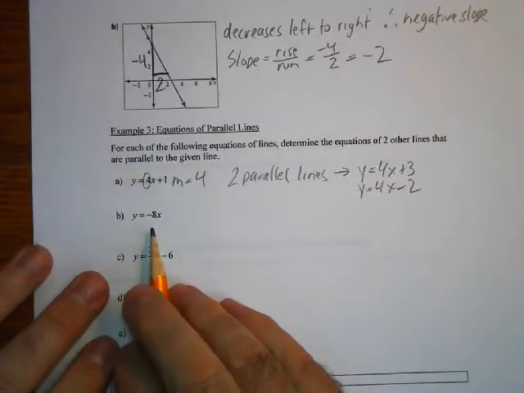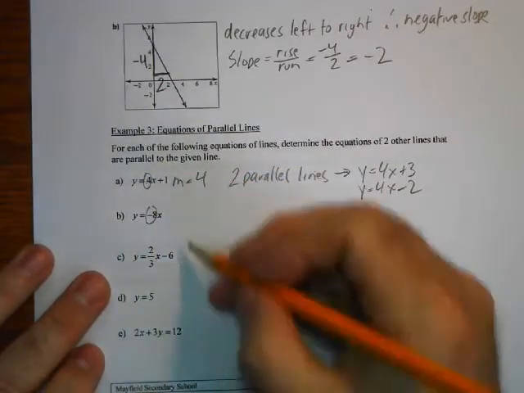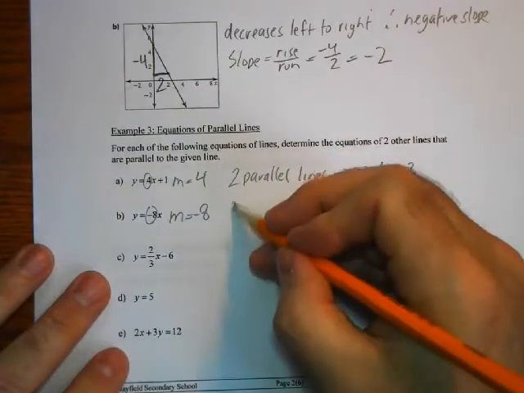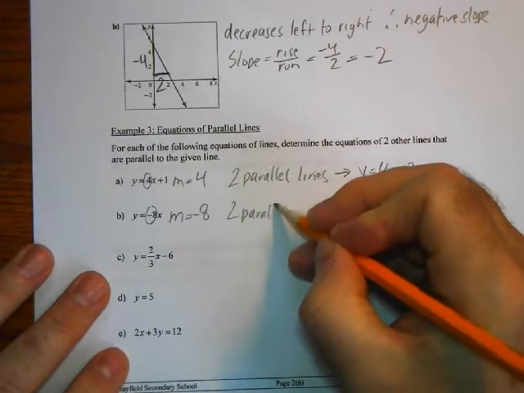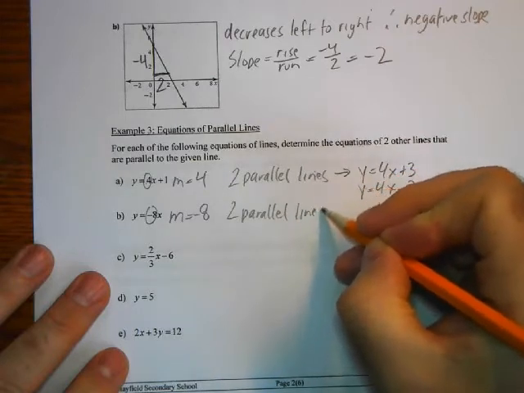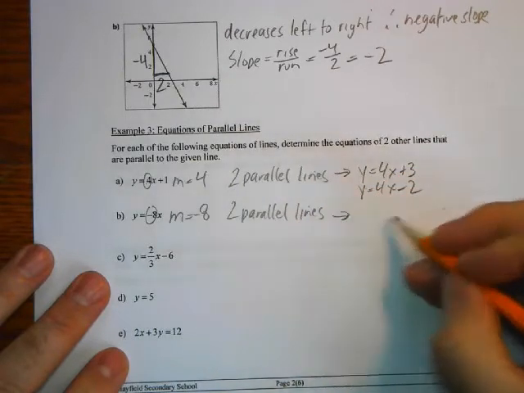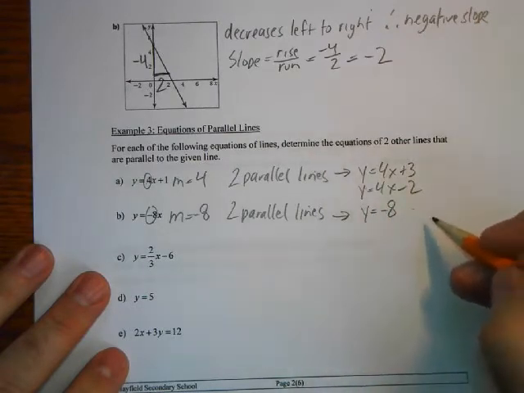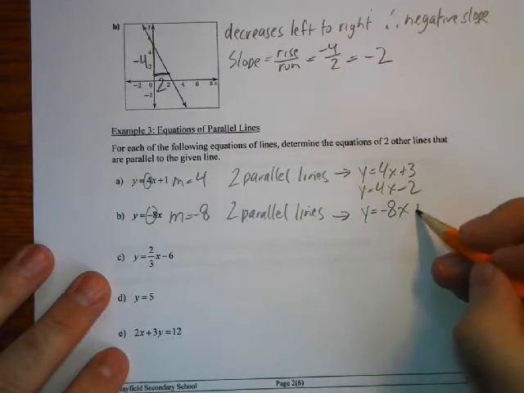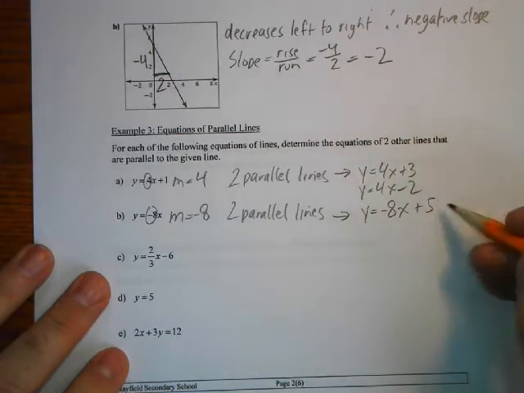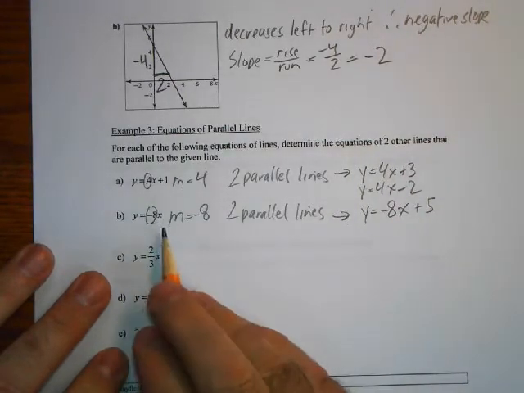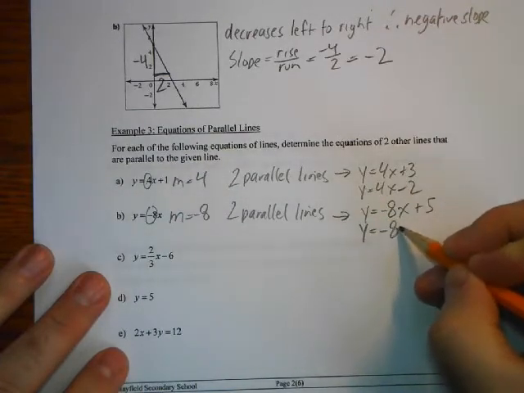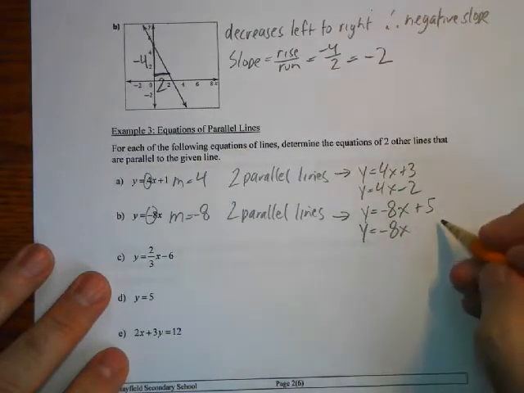Okay, the next one, we can see this time m is equal to -8. So if I want to create two parallel lines to that line, I have to use m equals -8 for my new equations. Sorry, -8. I'm not sure if I said negative or not. So -8x plus 5, and this is just pretty random. Just make sure you don't use the 0 that you had on the original line. And then y equals -8x, say plus 12.